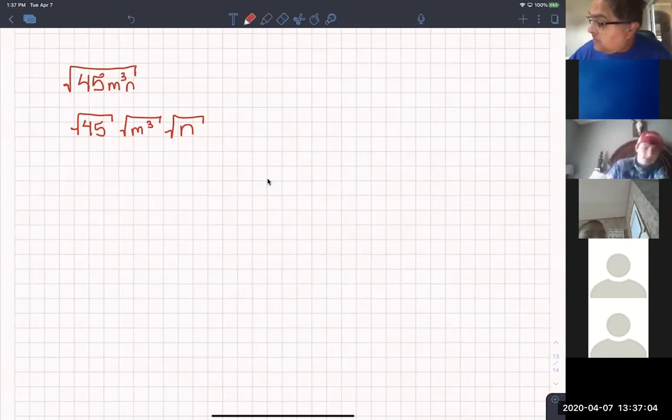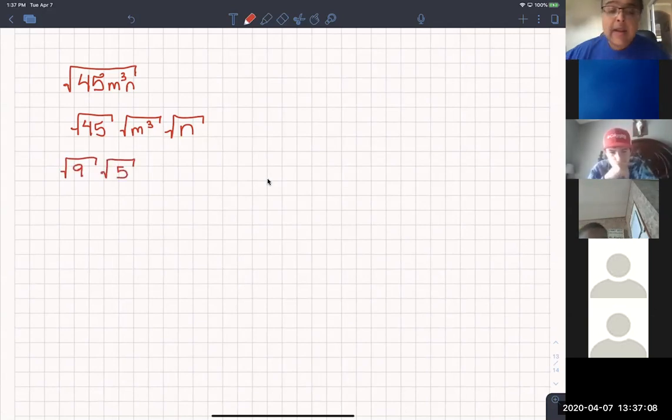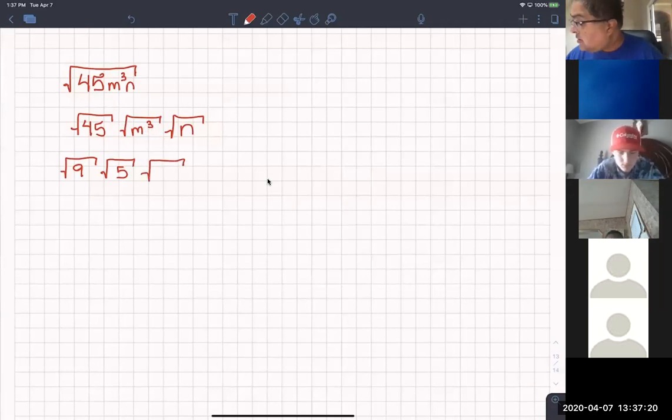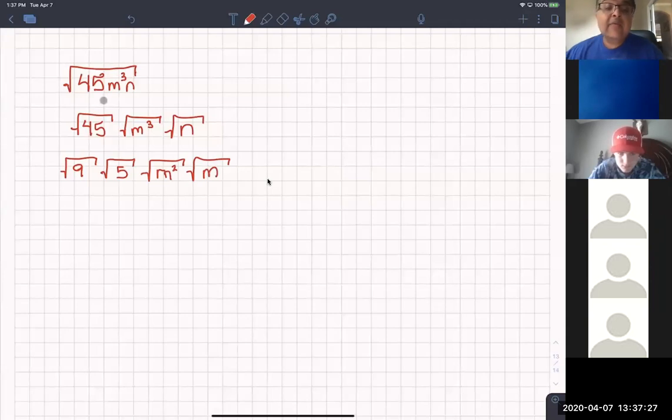So, then m^3 is going to be m^2 and then m. Remember, you always separate this into an even number and a single digit. So m^2 and m. Is there anything I can do with this? No, I can't. So I just have to leave it like that.